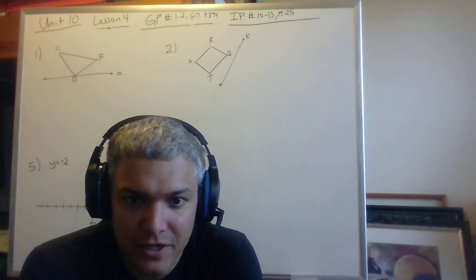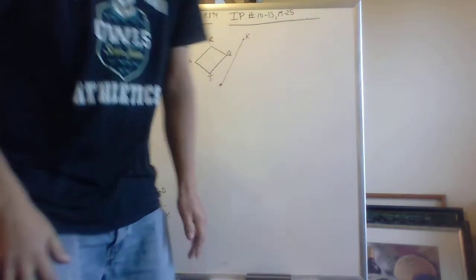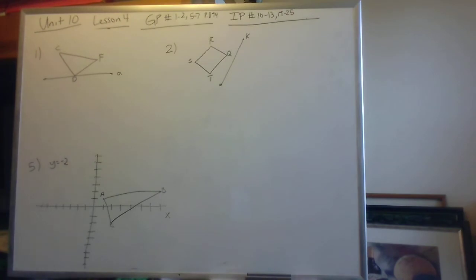But anyways, let's begin. So we're going to do the guided practice again for lesson 4. We have problems 1 through 2 and 5 through 7 from page 894. And essentially, when we're looking at problem 1, we have a triangle CDF, and it wants you to copy the figure and the given line of reflection, then draw the reflected image in this line using a ruler.